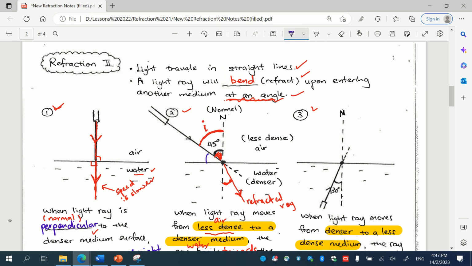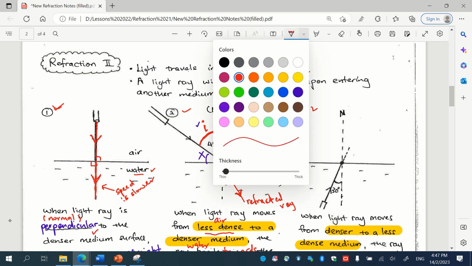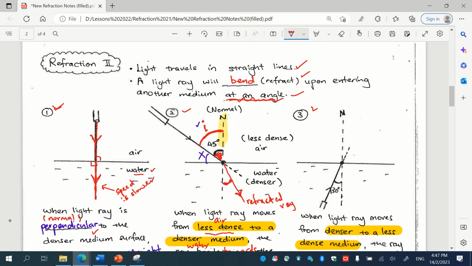Okay, this is not angle I. This angle is not angle I. Angle I is between the incident ray and the normal line. The normal line is here. This is the normal line. And the refracted ray is this one.